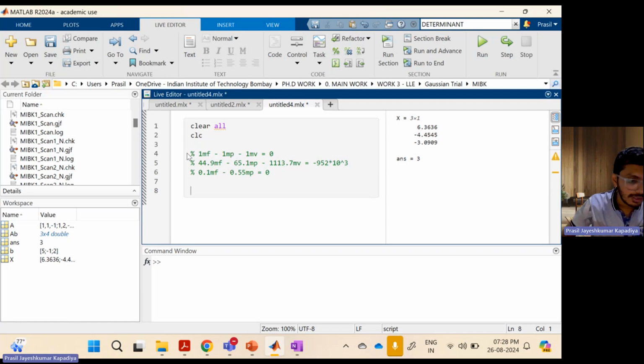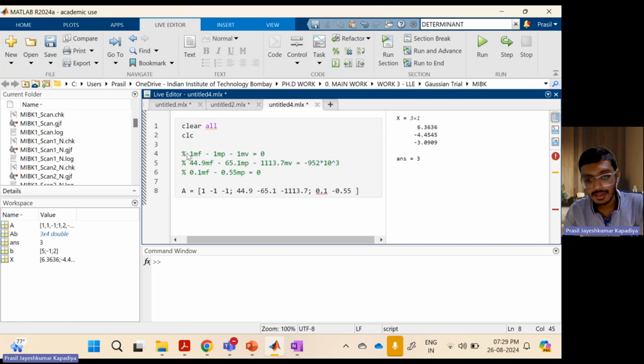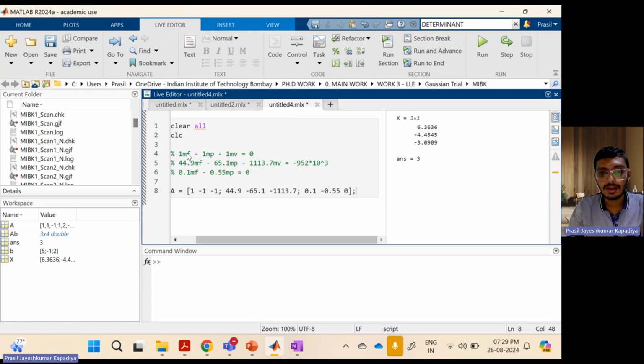Okay, so write down matrix A. In my first equation, the coefficient of mF is 1, mP is minus 1, mV is minus 1. I will put one semicolon and write down my second equation. So mF is 44.9, mP is minus 65.1, and mV is minus 1113.7. I will put one semicolon. My third equation: mF is 0.1, mP is minus 0.55, mV is 0. So this is my left hand side matrix.